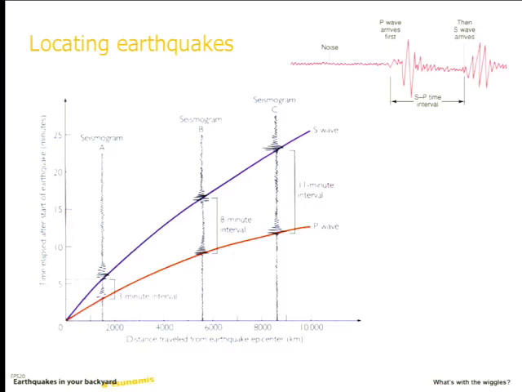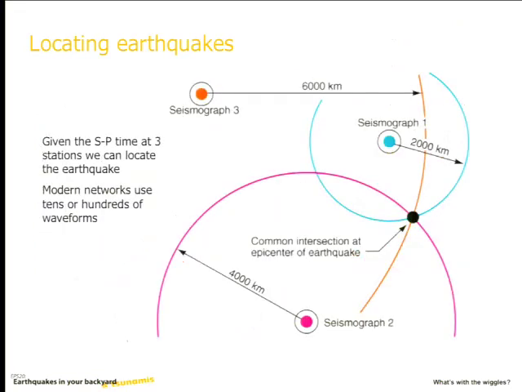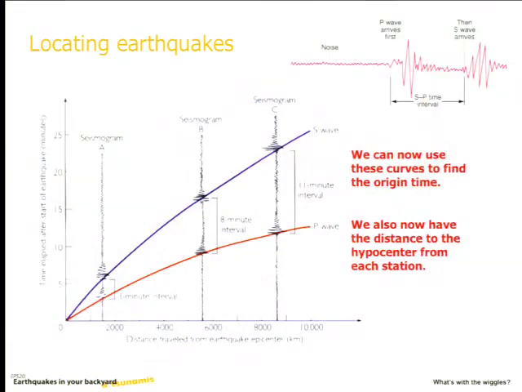Of course, you don't know how far the station is from the event because we don't know where the event was yet. But you can measure the S minus P time, and of course you can tell which one is closest and which one is furthest away just based on how big the S minus the P time is. Okay? So we measure the S minus the P time on the seismogram.